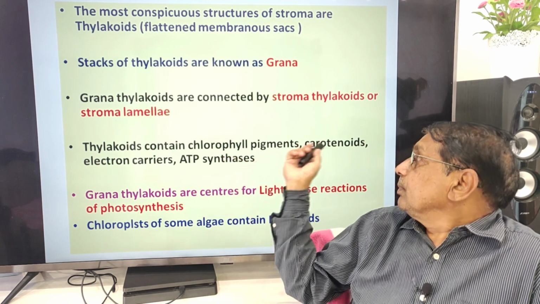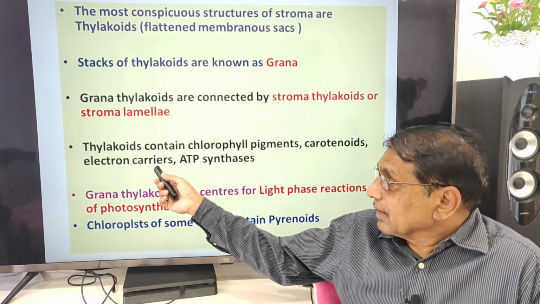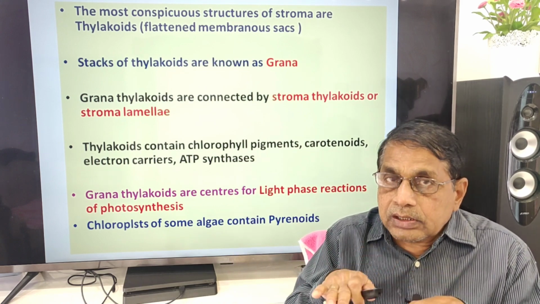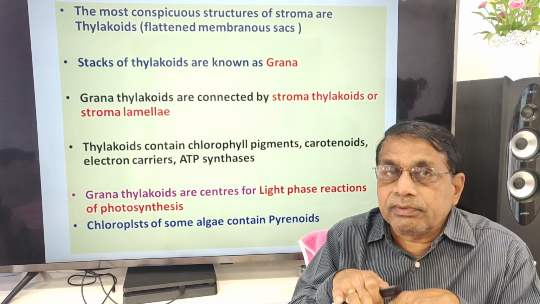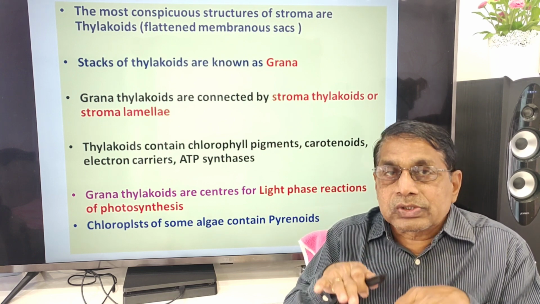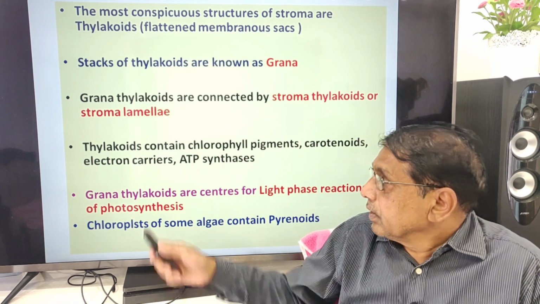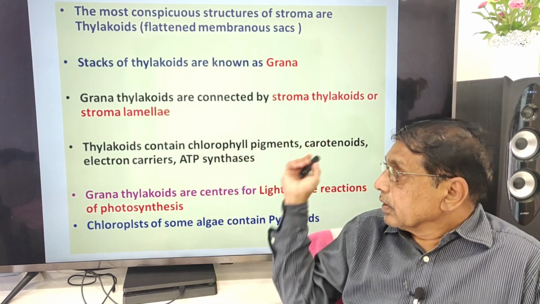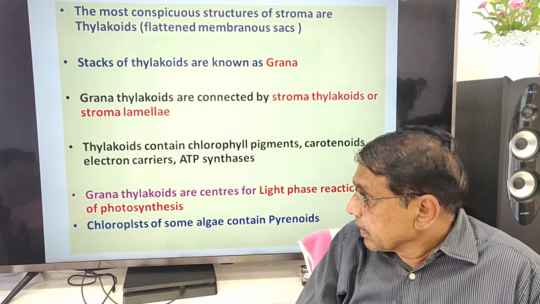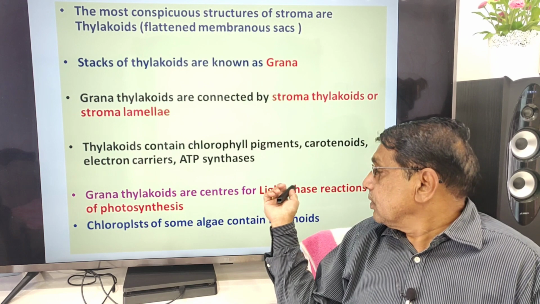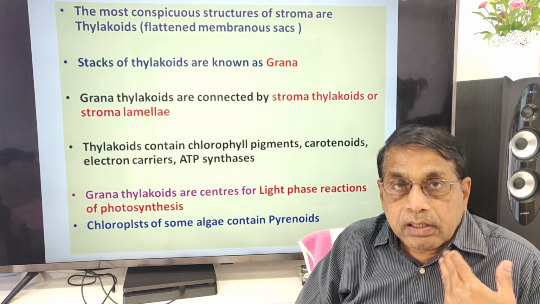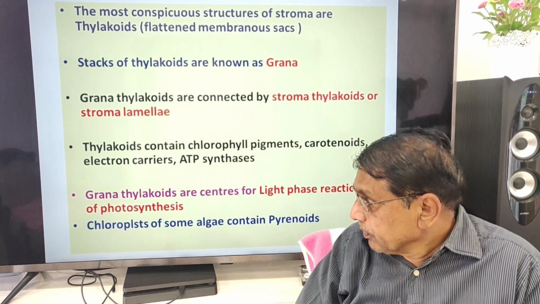Thylakoids contain chlorophyll pigments, carotenoids, electron carriers, and ATP synthesis, because the photochemical reactions, the light phase reactions, take place there. Therefore, all the requirements are located there. What are they? Chlorophyll pigments, carotenoids, electron carriers, then ATP. Grana thylakoids are centers for light phase reactions of photosynthesis. Stroma: dark phase, Calvin cycle.